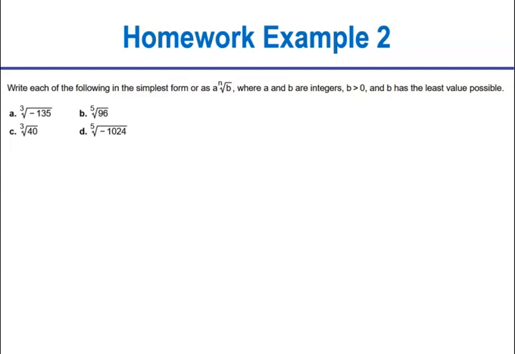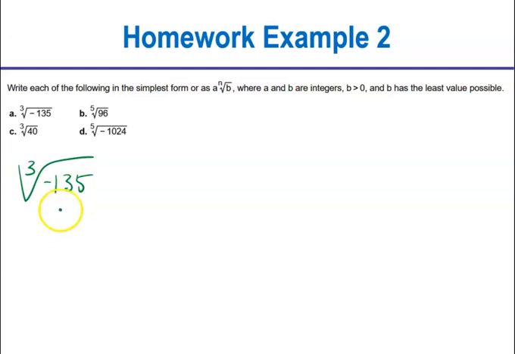So the next example says to write each of the following in the simplest form as a times the nth root of b, where a and b are integers, b is greater than 0, and b has the least value possible. So we're trying to simplify the cube root of negative 135. Now my first thought is, can you even do that? Can you take the cube root of a negative number? And you would say yes. You can't take the fourth root of a negative number because that would be an even radical, and you can't do an even radical of a negative number, but you can do the odds. So this answer will be negative when we finish.